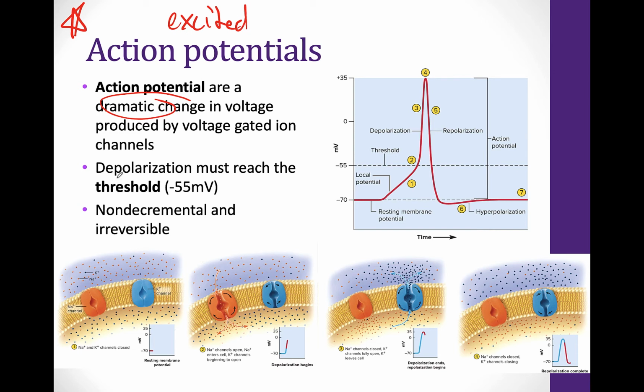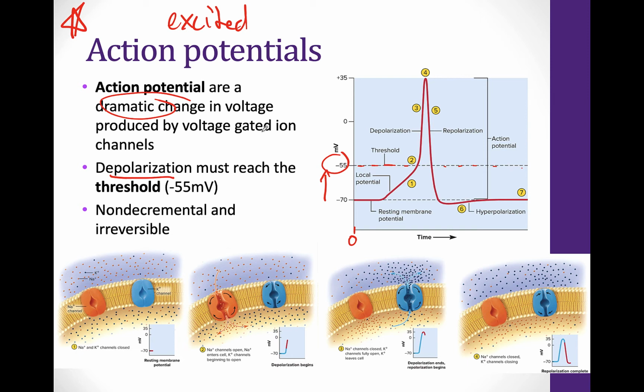In order for the excitation to occur, the local potential, that local depolarization, has to reach a threshold. The threshold is usually about -55. So we're going to have to get from resting membrane potential to about -55, which is our threshold. You can see that here. So we're going to start at time 0 and kind of walk ourselves through this action potential, looking at the change in voltage as we go.